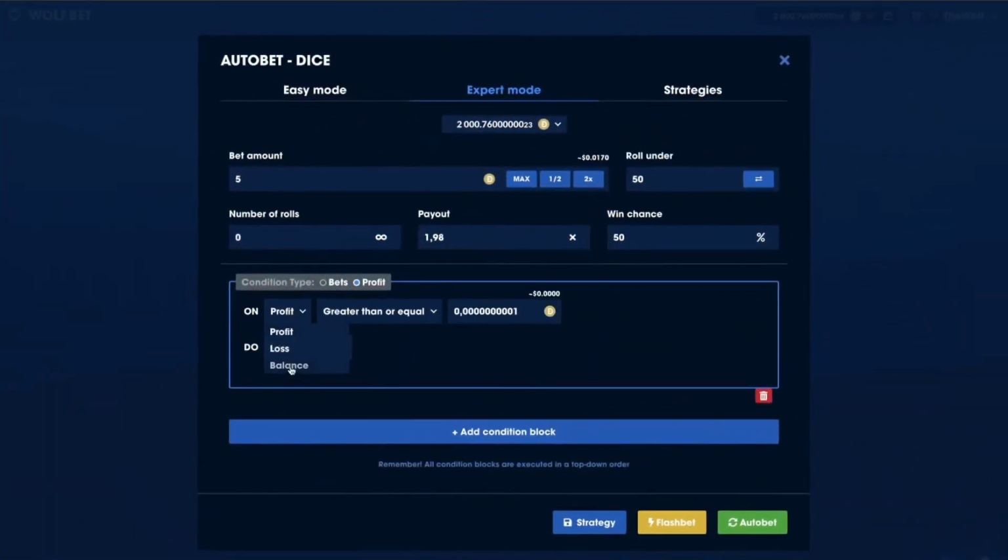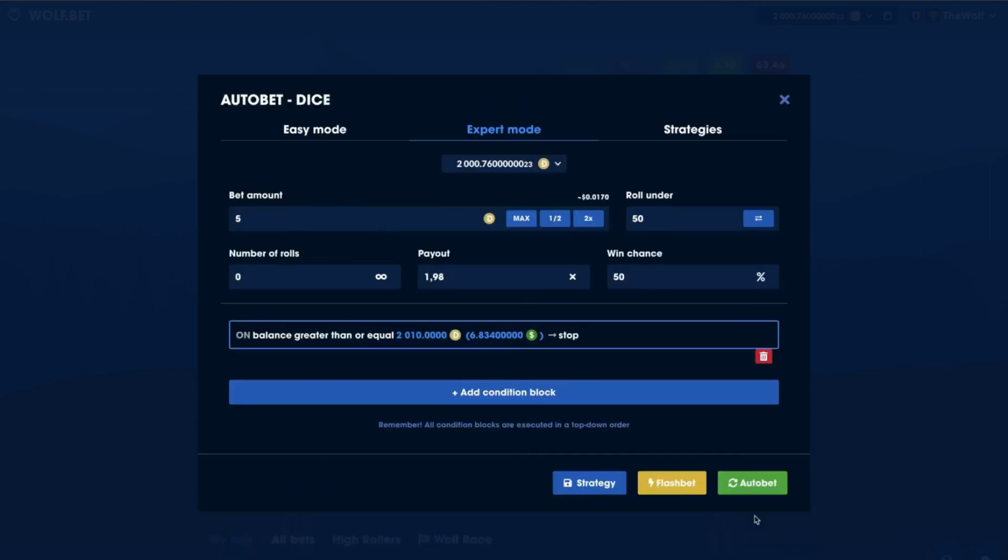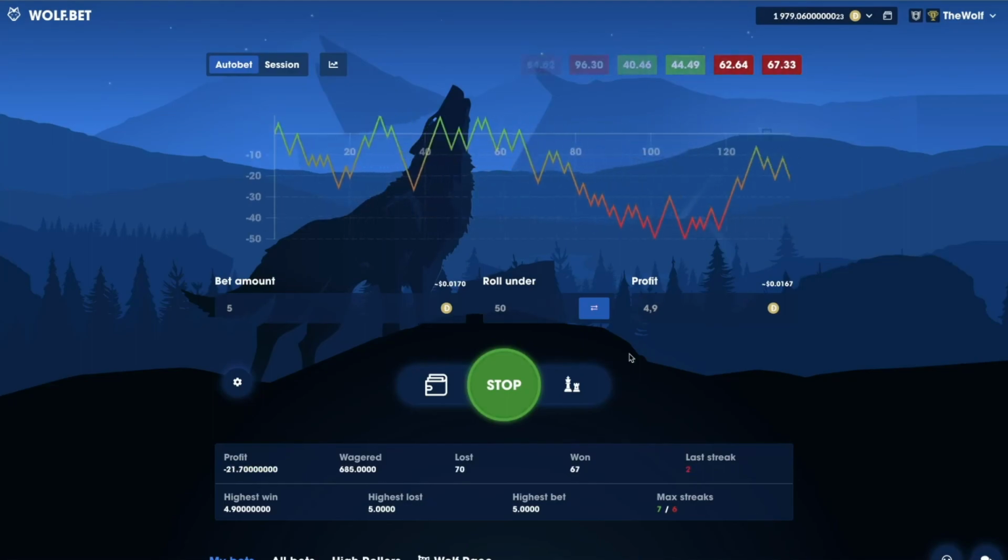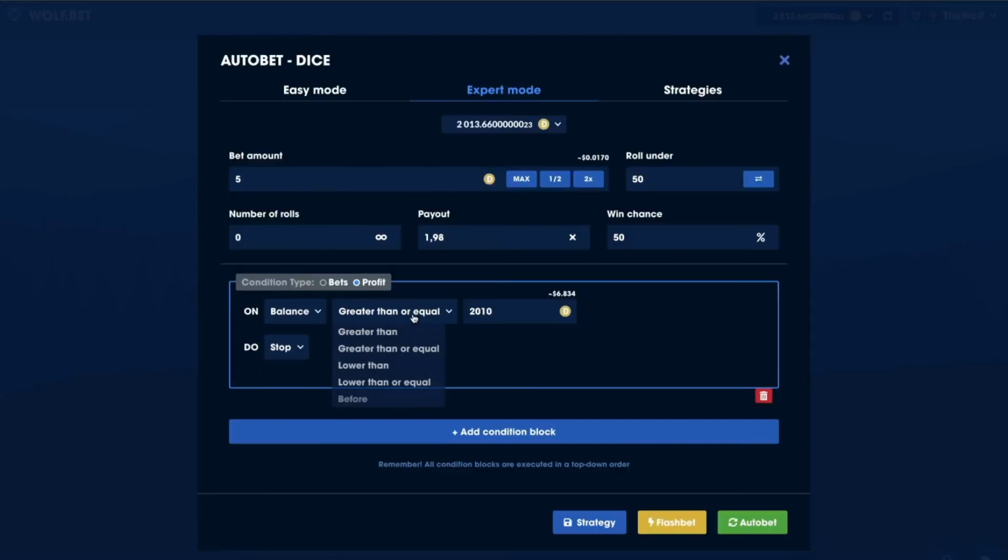Finally, you can also bet based on your balance. In this example, I have 2000 dodge in my balance and I want my auto bet to stop once I have exactly 2010 dodge or more. I choose on balance greater than or equal and type 2010, and I add the stop action. If I chose greater than 2010, my balance would have to be bigger than 2010 for it to stop. That exact amount wouldn't do it.